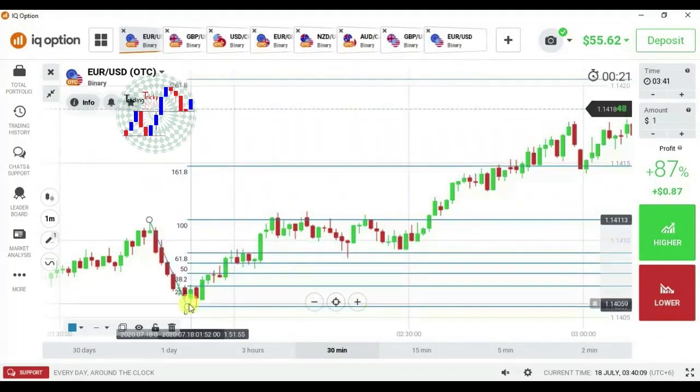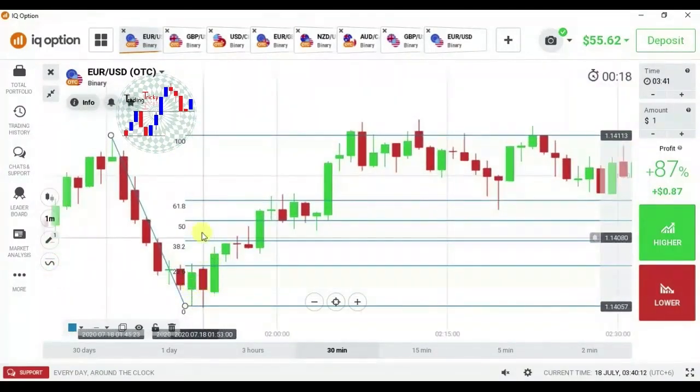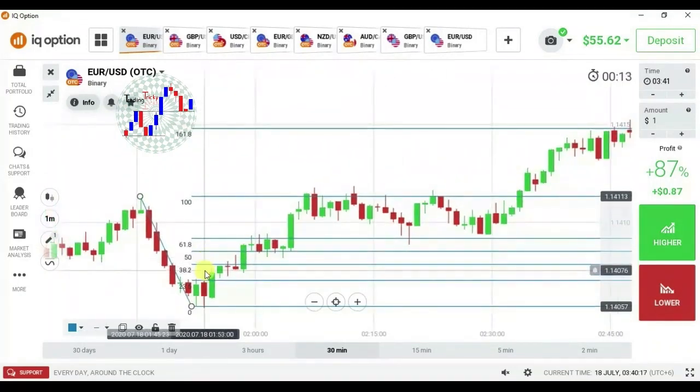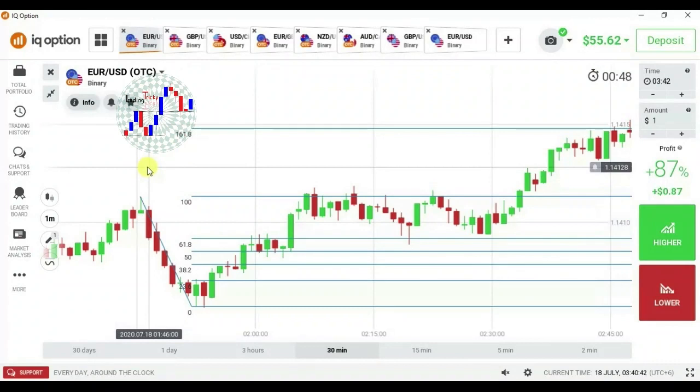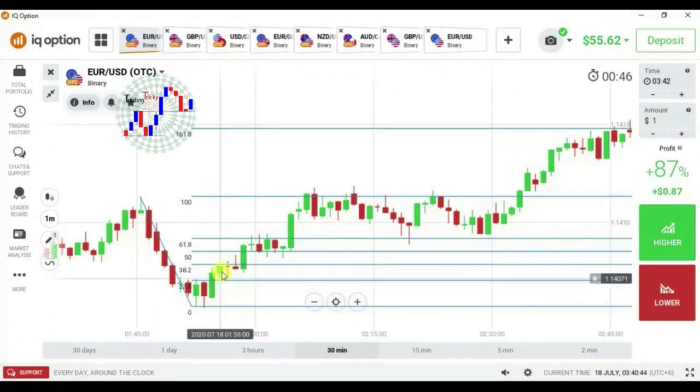Now you can see there are some numbers. All the numbers are not focus numbers. Mostly we will focus on 38, 61, 161, something like this. And sometimes we can respect 50 and 100 too. All are important, but the most important are 38 and 61. This 61 is the golden ratio. It's called the golden ratio.